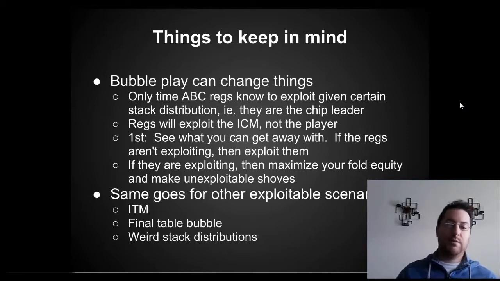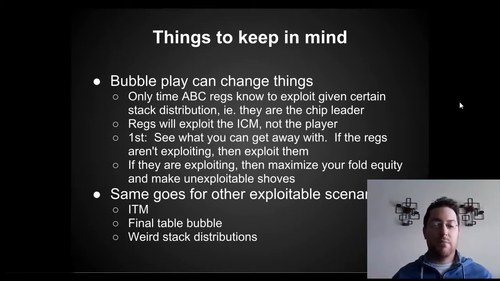And that same concept goes for other exploitable scenarios, such as in the money, final table bubble, weird stack distributions. For example, in the money, you're in a 9-man, 3-handed, there's a chip leader, you're second in chips, and then there's a really, really short stack. Well, that one big blind stack, for example, is going to get knocked out soon. So if you're second in chips, don't look to be raising into the chip leader too often because he can exploit you by shoving any 2 cards. So that's kind of the overview of things to keep in mind about situations where you can be exploited.